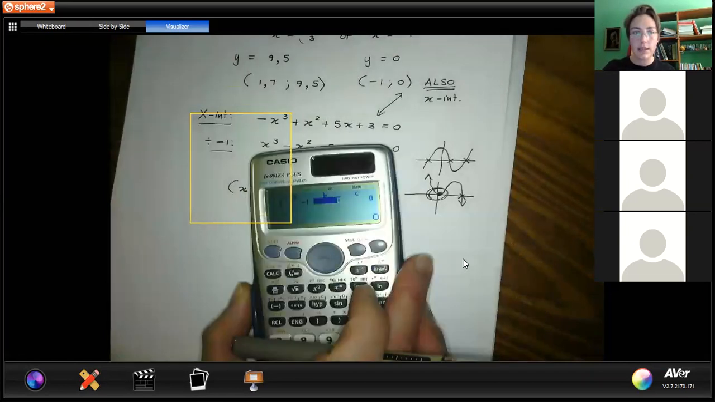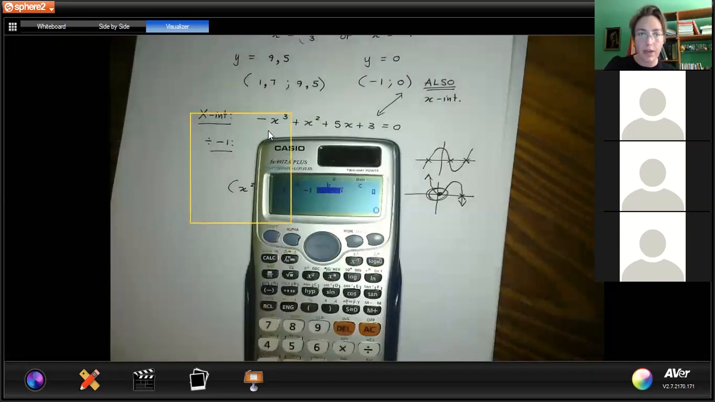Can you guys see this lovely yellow thing on the... Okay, somebody's doing that.